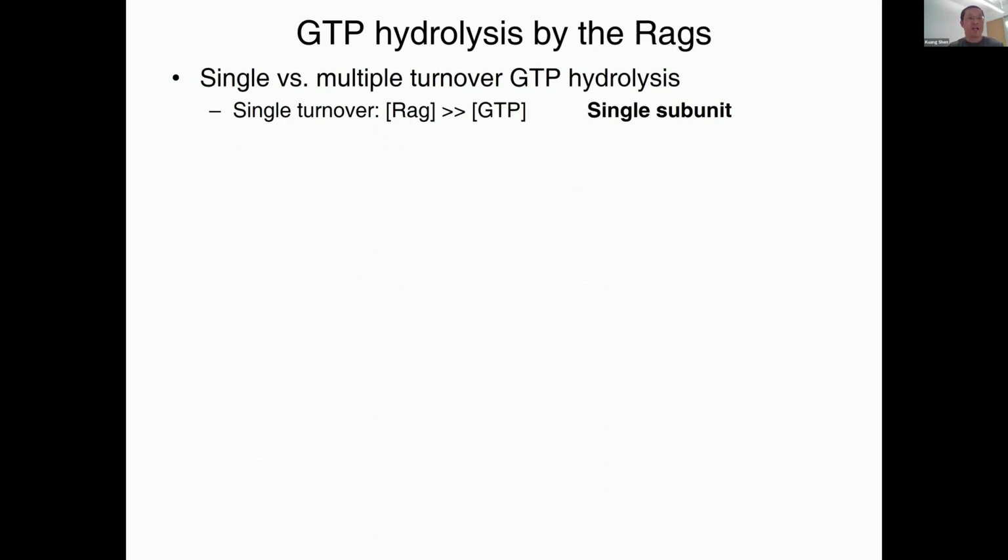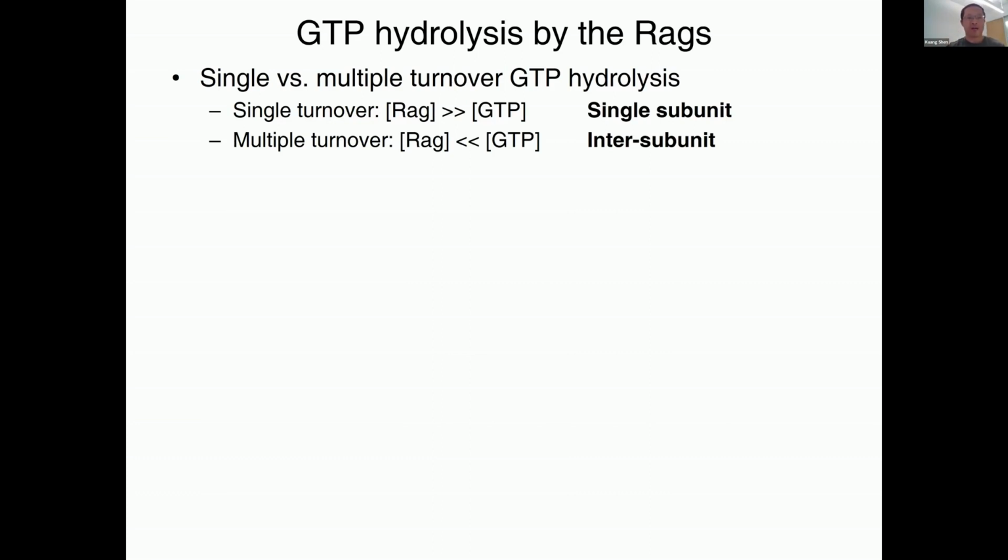On the other hand, if we do this reaction using another setup called a multiple turnover reaction, we maintain the Rag GTPase at a relatively low concentration and then saturate this reaction with increasing concentrations of GTP. In this case, we can force both Rag subunits to bind GTP and hydrolyze GTP, and this will mimic the dual GTP-loaded nucleotide loading configuration.